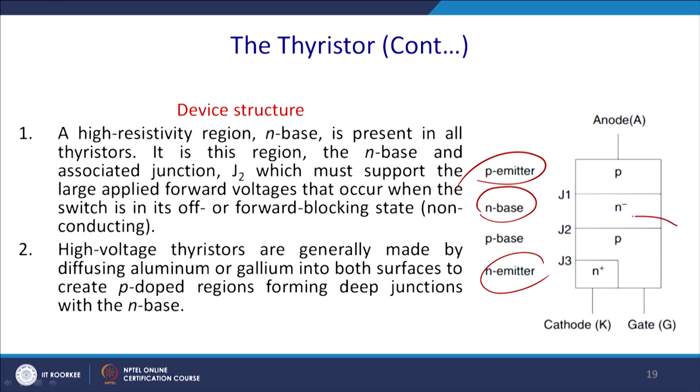So, this is the region. High voltage thyristors are generally made by diffusing aluminum or gallium into both surfaces to create a p-doped region, forming a deep junction in the N base. So, that will reduce the on state conduction loss.